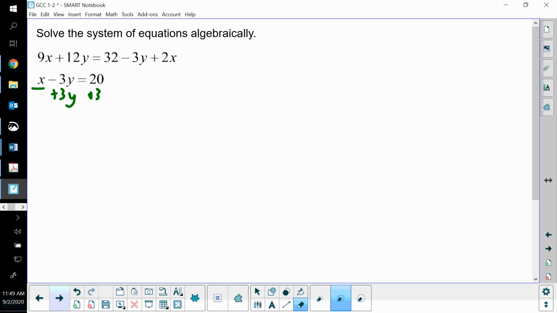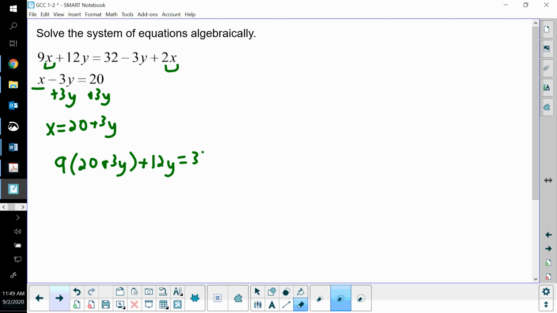So let's add the 3y over. That'll give us x equals 20 plus 3y. Or you could do 3y plus 20, that's the same also. So now everywhere there's an x in the other equation, we're going to fill in 20 plus 3y. So we'll have 9 times 20 plus 3y, plus 12y equals 32 minus 3y plus 2 times the 20 plus 3y.